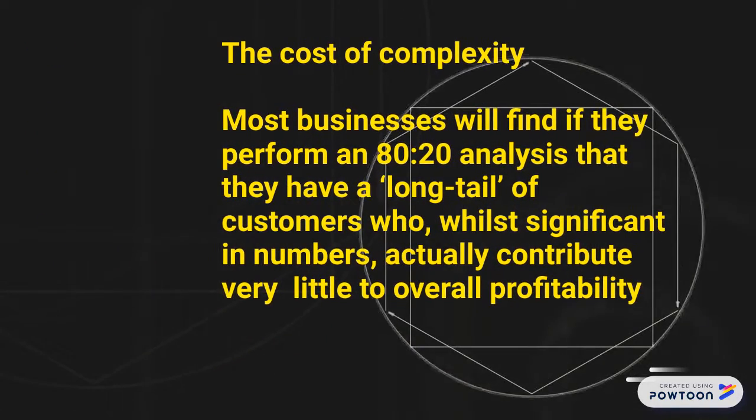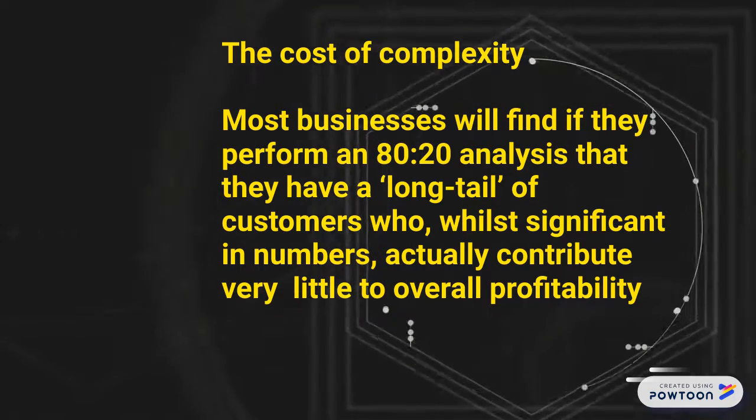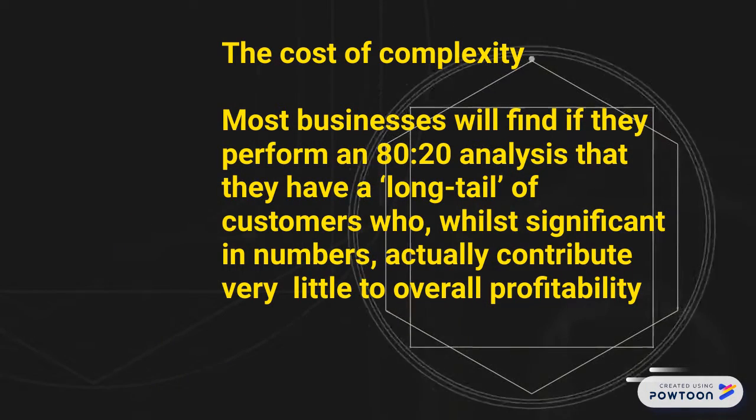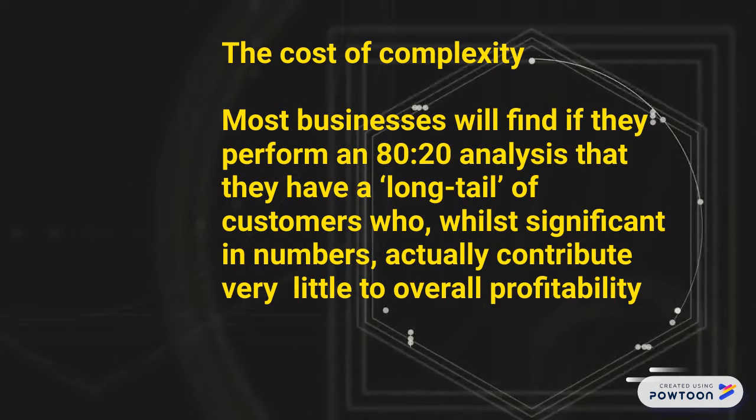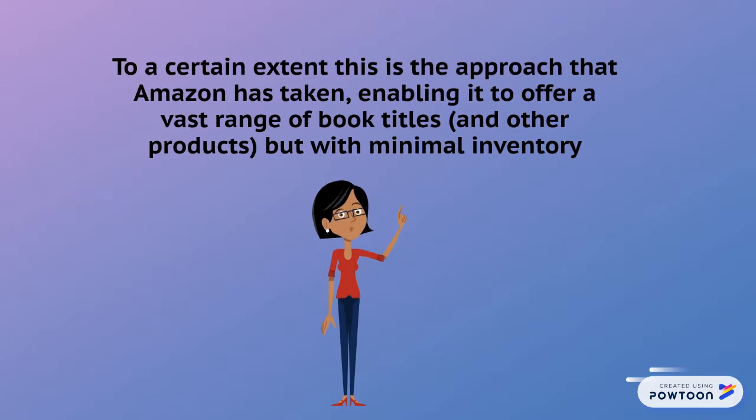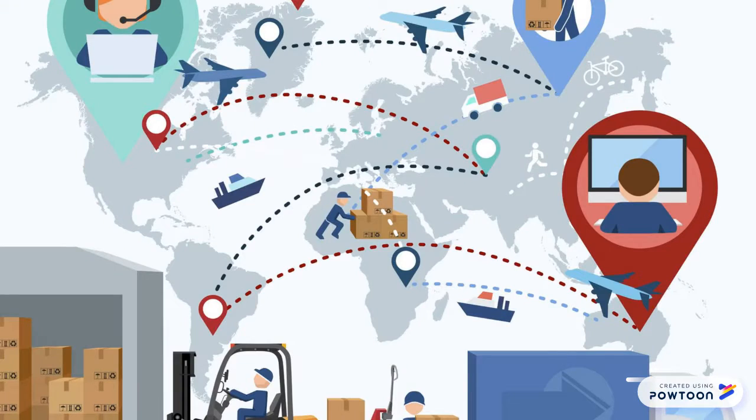The second content is the cost of complexity. Most businesses will find, if they perform an 80-20 analysis, that they have a long tail of customers who, while significant in numbers, actually contribute very little to overall profitability. To a certain extent, this is the approach that Amazon has taken, enabling it to offer a vast range of book titles, but with minimal inventory.